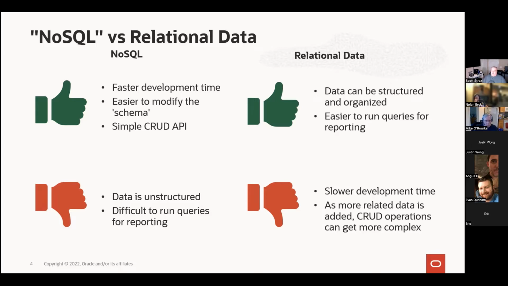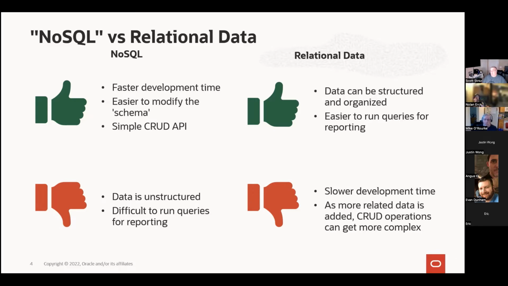Now, when we're talking about relational data, one of the pluses is that data can be structured and organized. And this was the thing that I couldn't let go. All my data had to be structured, I had to have things in related tables, and there had to be foreign key relationships and indexes and all. And I realized that sometimes that actually is a detriment, that you don't necessarily need to do that.